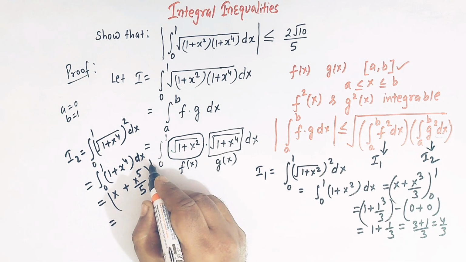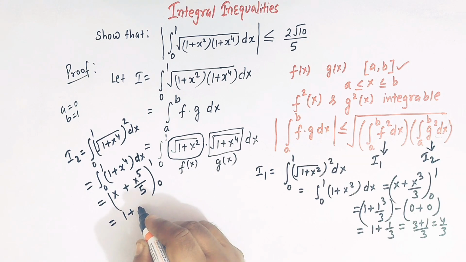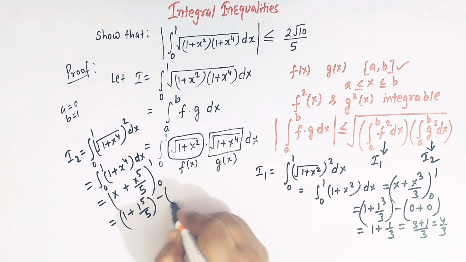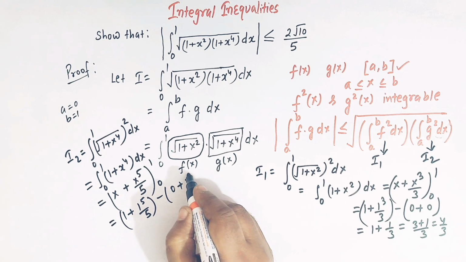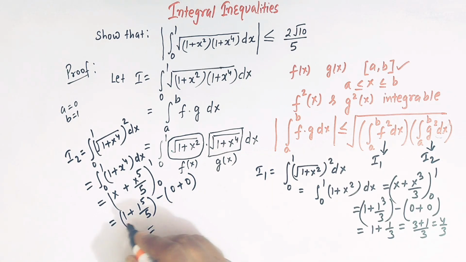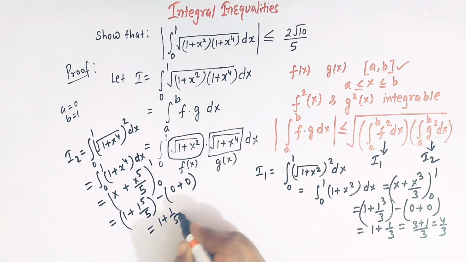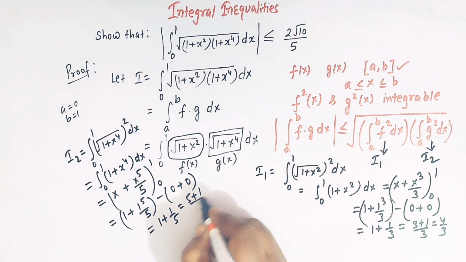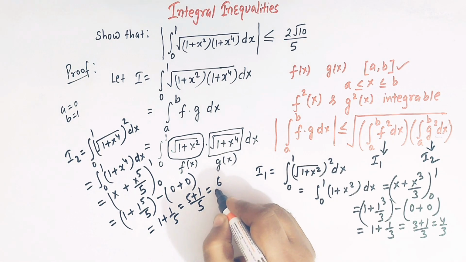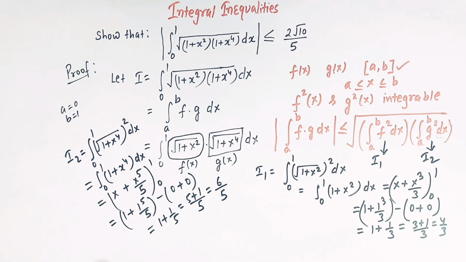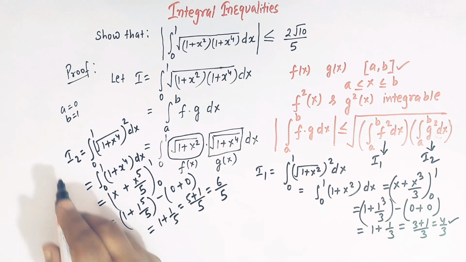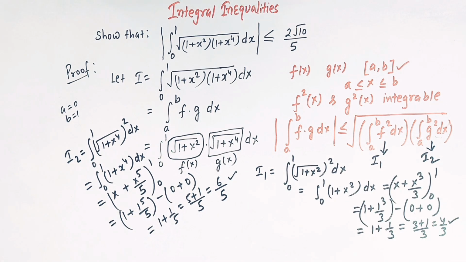Now we can substitute the limits. So we have 1 plus 1 raised to 5 over 5, minus 0 plus 0. Right, so this is 1 plus 1 over 5, that is 5 plus 1 over 5, that is 6 over 5. Right, so the value of I1 is 4 over 3 and I2 is 6 over 5.